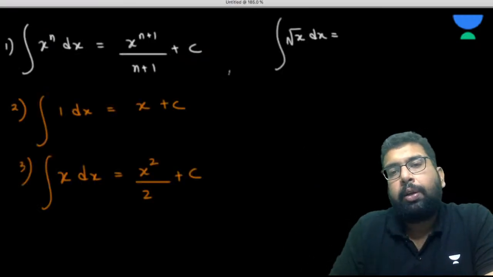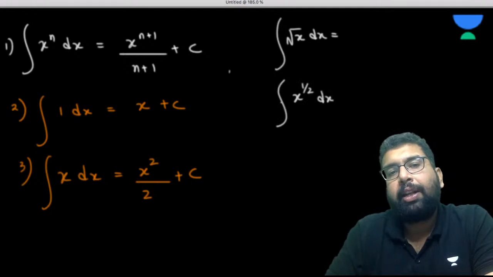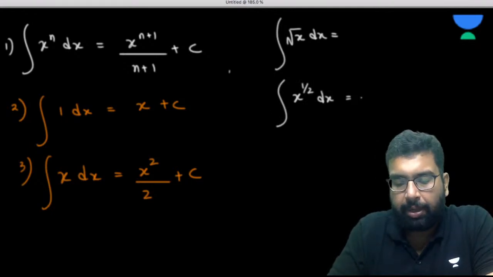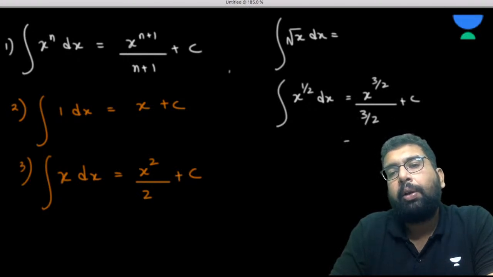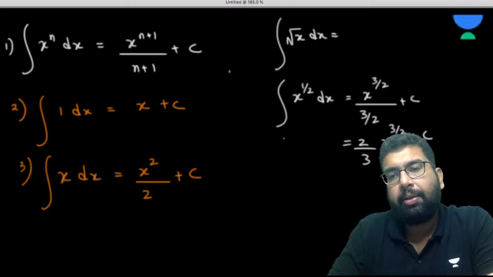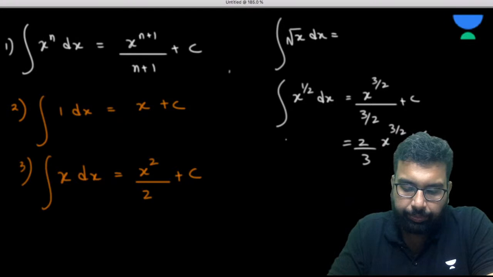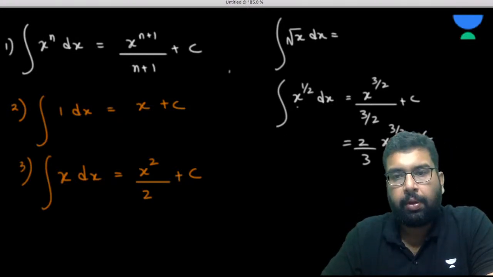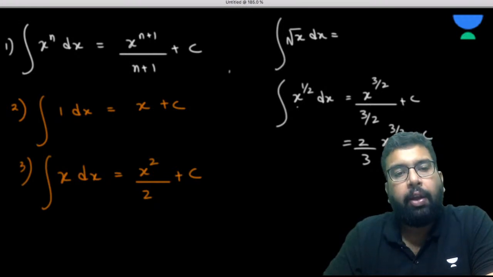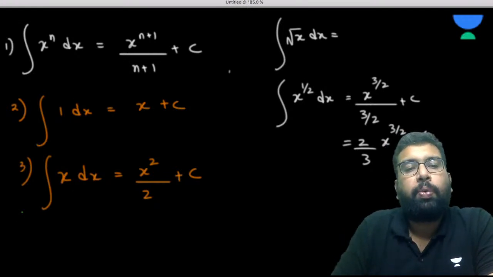So it is going to be integration of x to the power 1 by 2 dx. Okay, so we can compare it from here. It will become x to the power n plus 1, that is 1 by 2 plus 1, it will become 3 by 2, upon n plus 1, that is 3 by 2, plus c. So it will become 2 by 3 x to the power 3 by 2 plus c. Understood? Yeah, very simple.